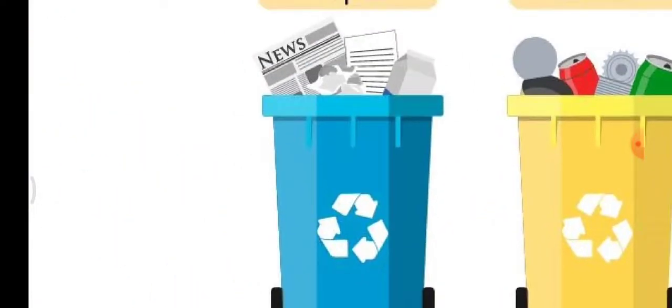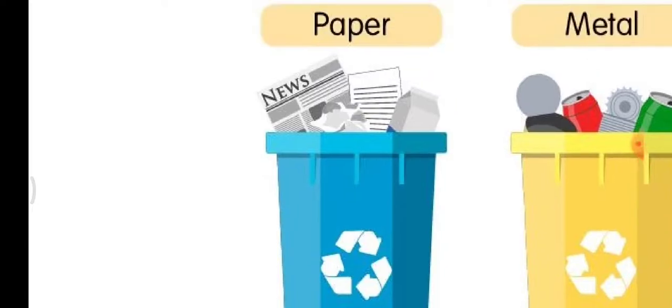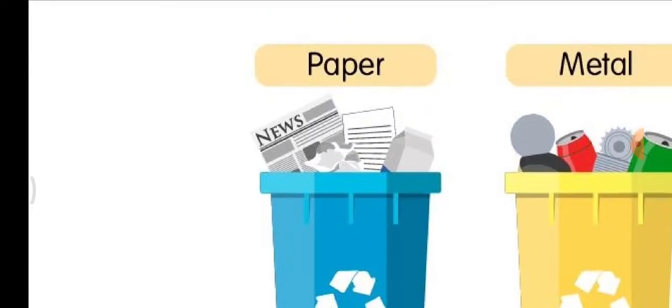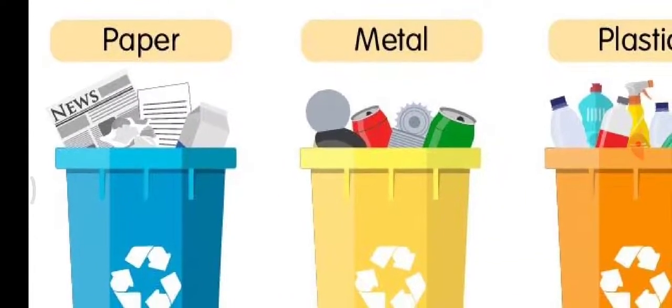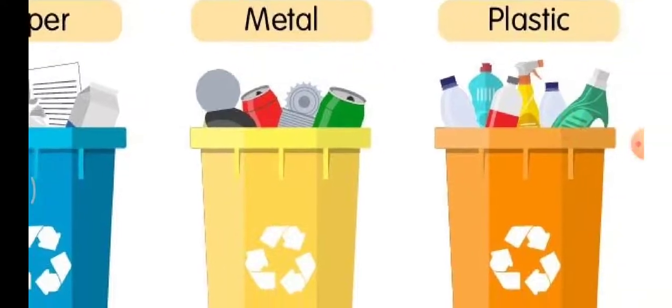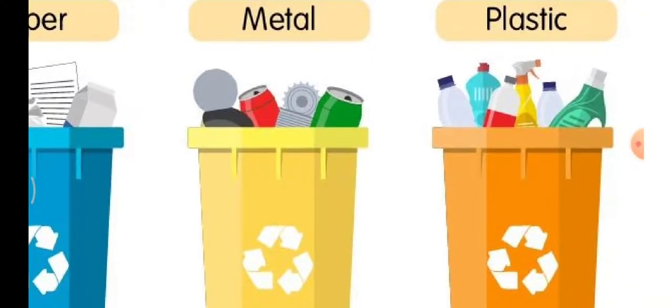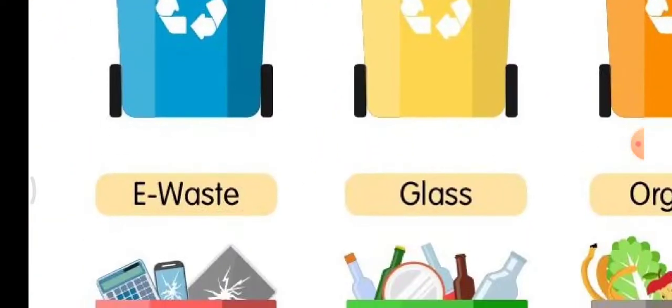Okay, so one last time, newspapers and all, you can recycle them to make cardboard and use it for packaging. That way we can recycle paper. Metal, cans and all, you can recycle them. They can be converted into a metal sheet, and new metal items can be made from it. Plastic bottles can be converted again into new plastic items.